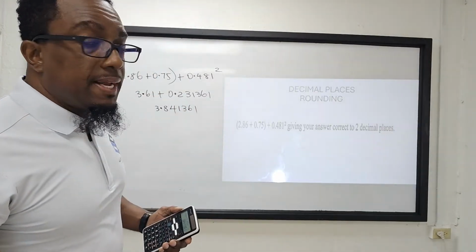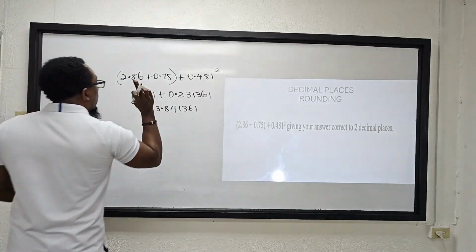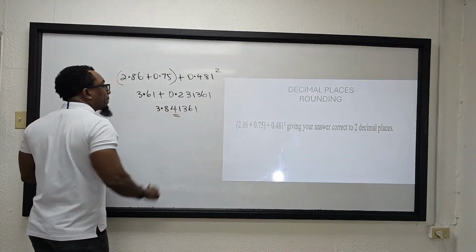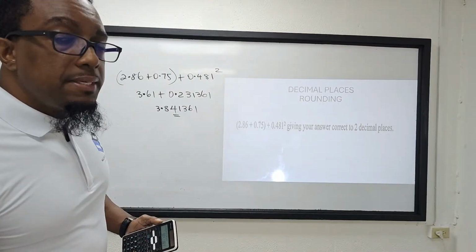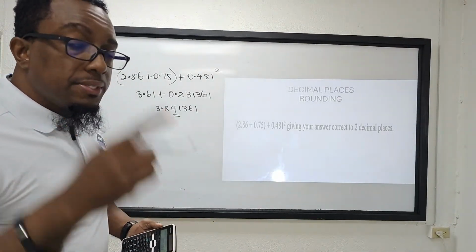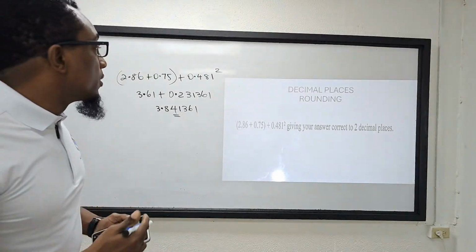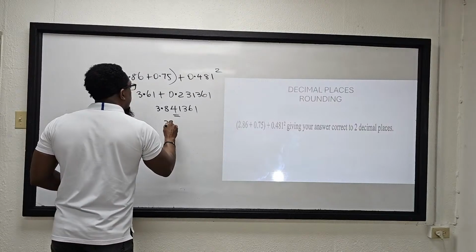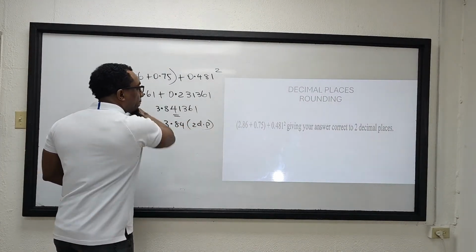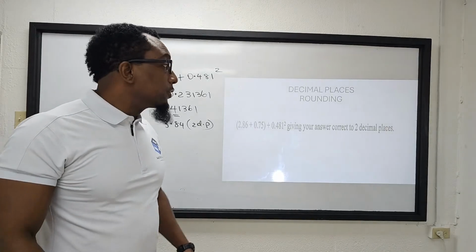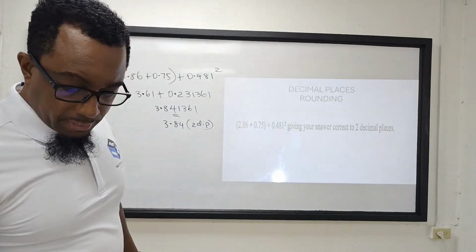And now let's approximate that answer correct to how many decimal places? 2 decimal places. So we count 1, 2. Second decimal place, my 4. I look at the number immediately after, which is 1. Once it's less than 5, your 4 stays as is. So you're going to get 3.84, correct to 2 decimal places. Straightforward. Make sure your approximations are rounded to the correct number of decimal places.